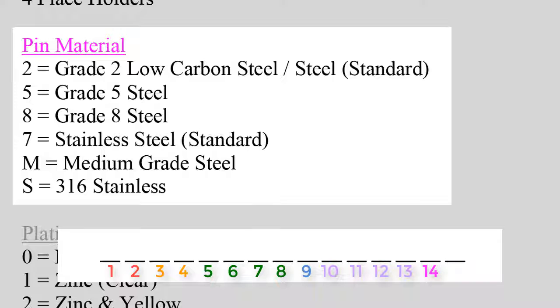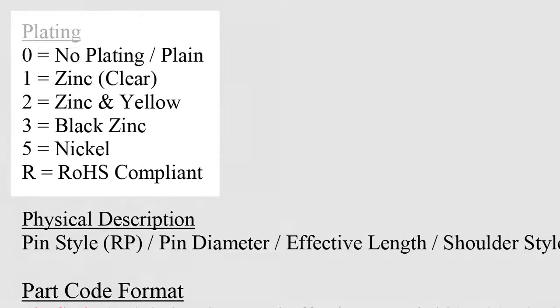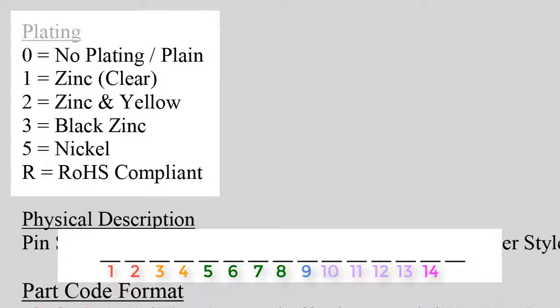The standard steel or grade 2 steel becomes a 2 in a part code, whereas a grade 5 steel becomes a 5 in a part code. Lastly, we move on to the gray attribute called plating. We reserve 1 space in space holder number 15 for the plating of the pin. Common platings are listed out.